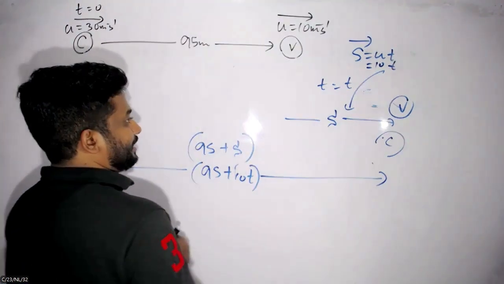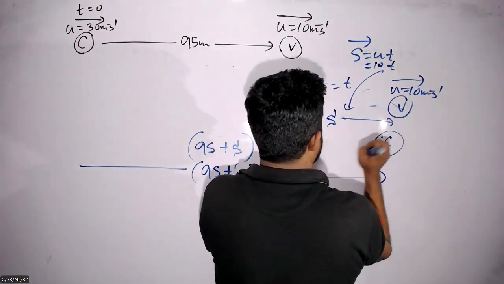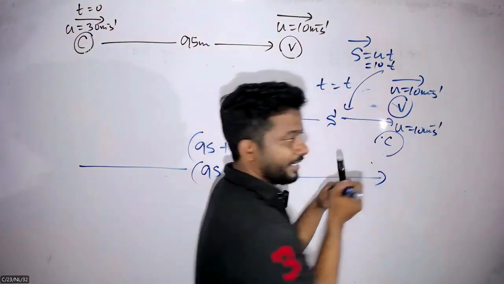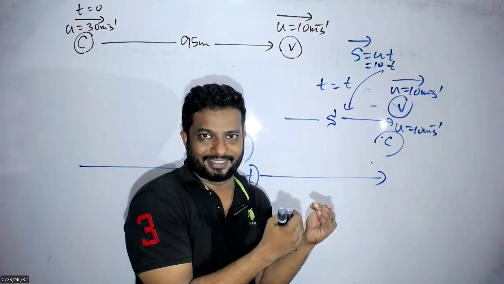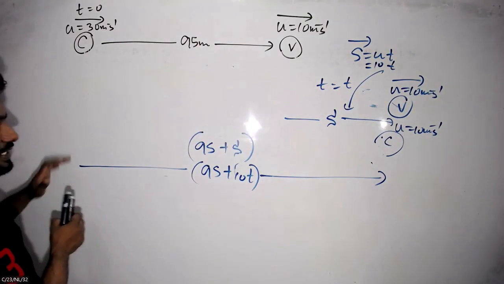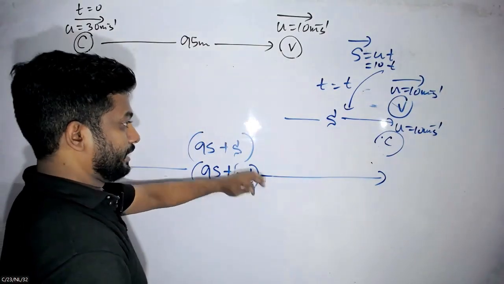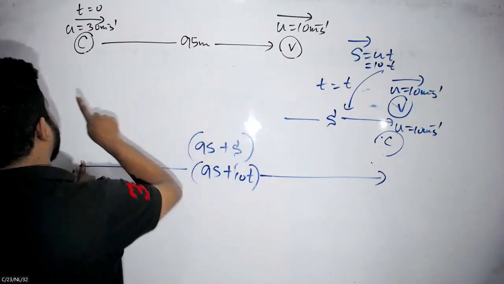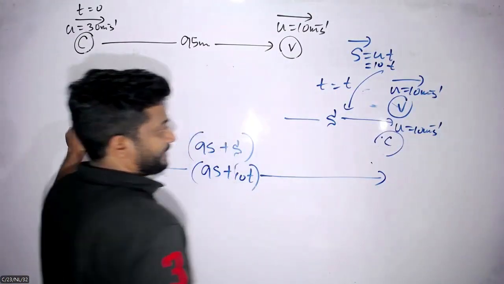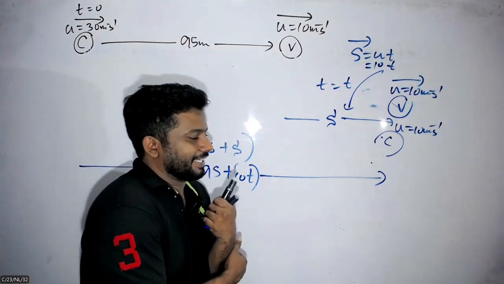To prevent the collision, the velocity of this car should be reduced to 10 meters per second, the same as the vehicle in front. It is enough to avoid the collision. Then you can apply the equation for this car. That means this car takes displacement 95 plus 10t, and during this displacement, it reduces its velocity from 30 meters per second to 10 meters per second. By using this data, you can obtain the time taken.